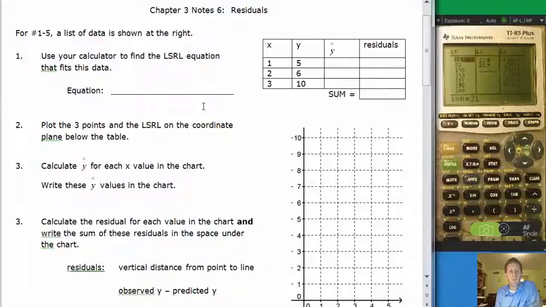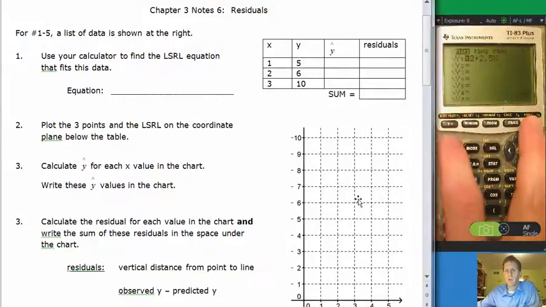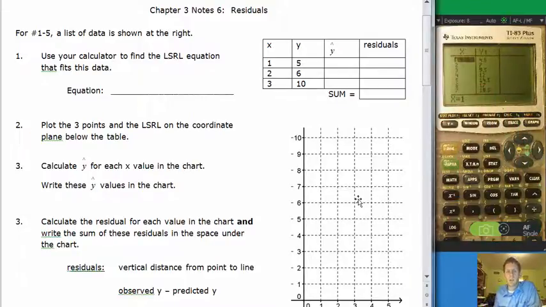And then step 2, I want you to plot the 3 points that are listed and the least squares regression line equation on the coordinate plane that's shown below the table. That's this graph that's kind of down here. One thing you can do to get nice coordinates for the line is, when you type in your equation in your calculator, go to second graph and you can get a list of points. That'll make it a little bit easier to graph the line.